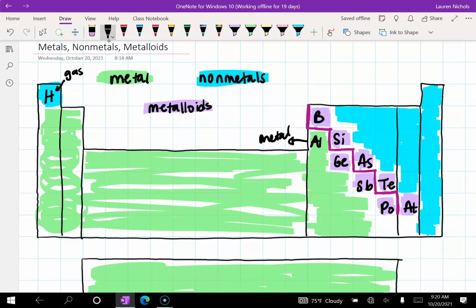Now, there are a couple that I did not highlight underneath here. We've got some synthetic elements that are created, and they're not really classified as any of them. They don't exist naturally on the earth. They have to be created in a lab. And so this is where you can find each of those types.